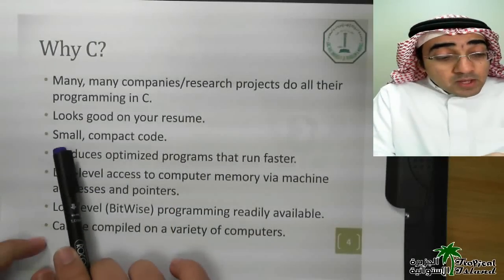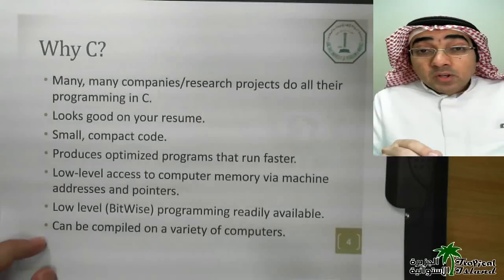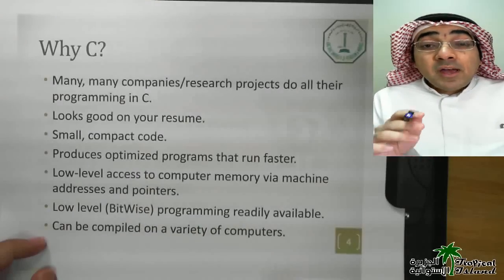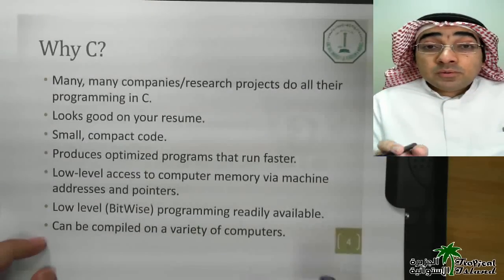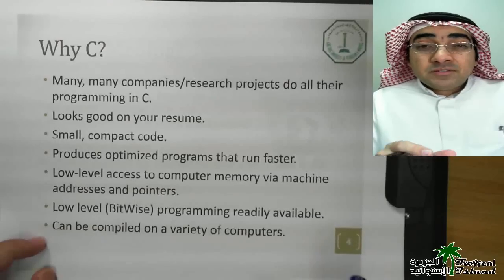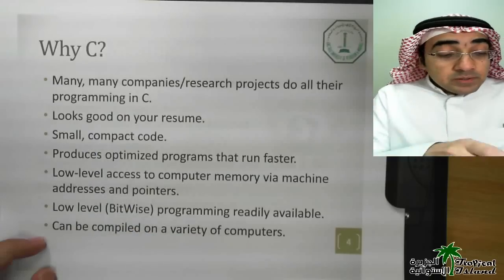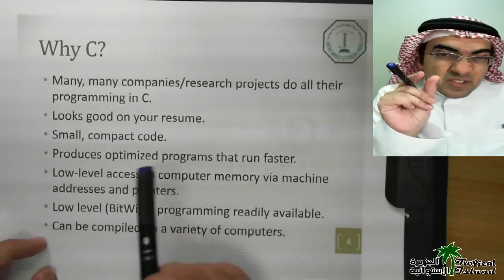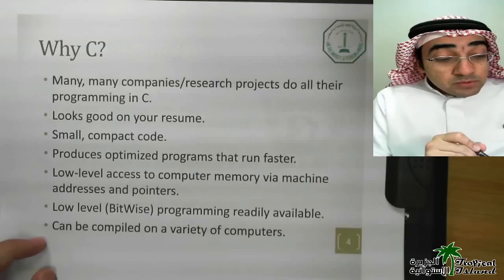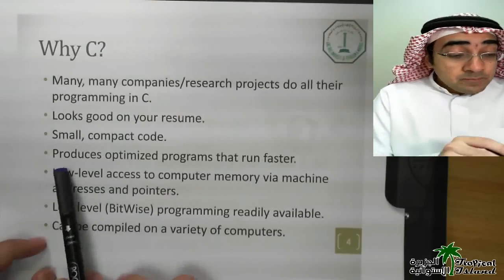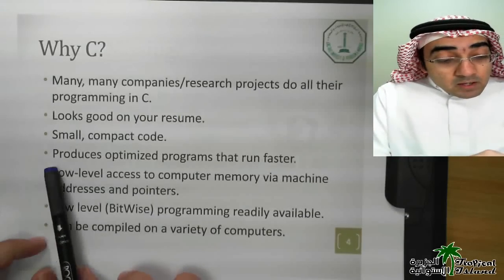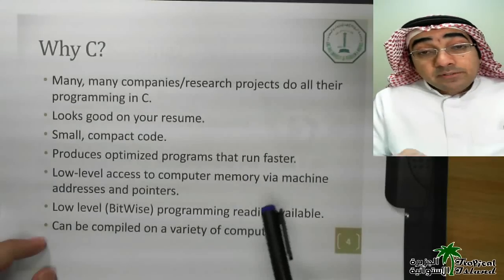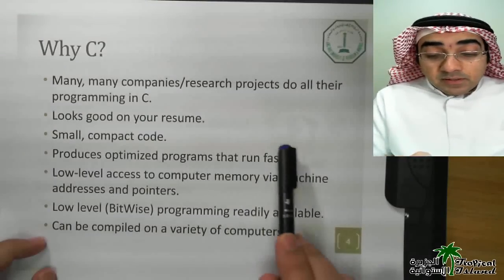Okay. C has a very small and compact code. This is very important. The code is very small and compact. So if you have memory problems, such as in your mobile phones when you're doing a program, and there's a very limited memory and you want a very compact code, C is a very good tool because it basically produces a very small code, so you can actually upload it into the small space that you have in your machine. Okay, it's a procedure optimized program that runs very fast. One of the best things about C that it runs very fast.